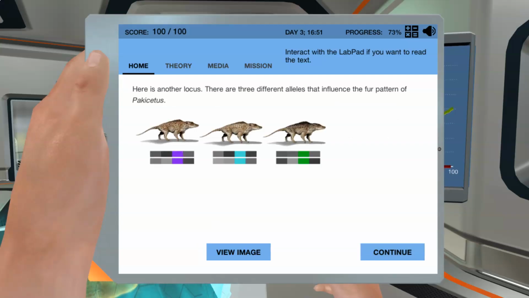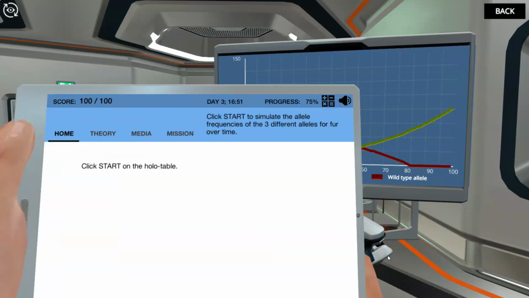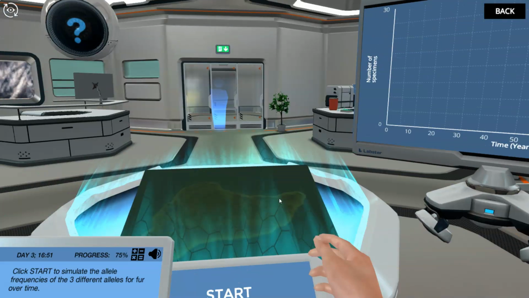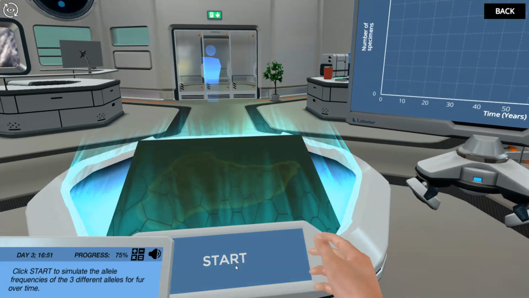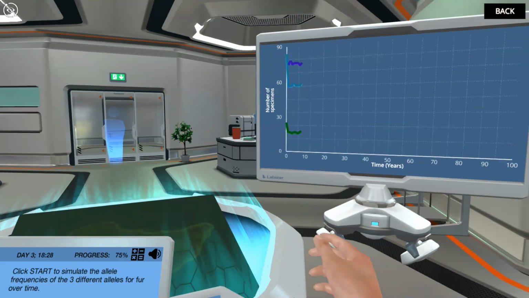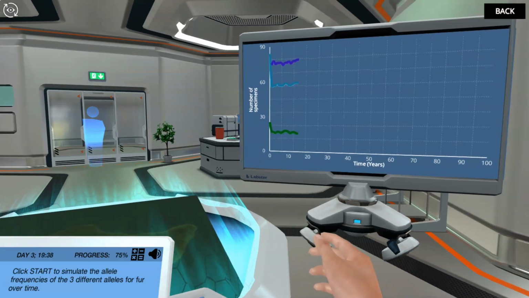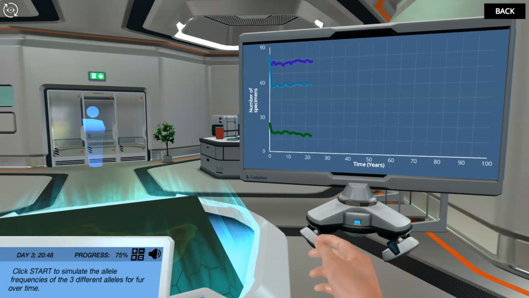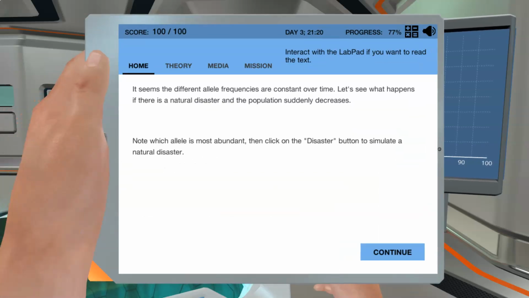Here is another locus. There are 3 different alleles that influence the fur pattern of Peckycetus. Click Start to simulate the allele frequencies of the 3 different alleles for fur over time. It seems the different allele frequencies are constant over time.